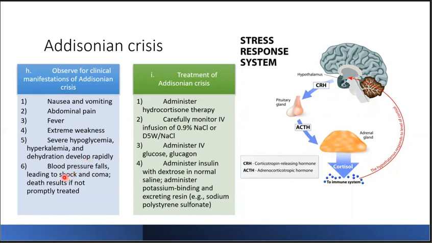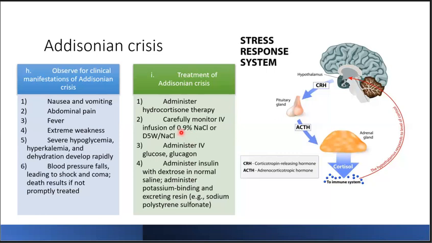Again, the blood pressure falls in this client in Addisonian crisis. There's a marked blood pressure drop that leads to shock and coma. And remember, death can result if this is not treated promptly. So how do you want to treat the client in Addisonian crisis? We want to administer hydrocortisone therapy. We want to monitor the IV infusion.